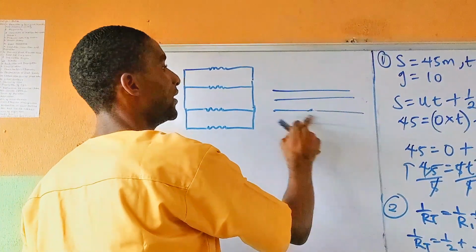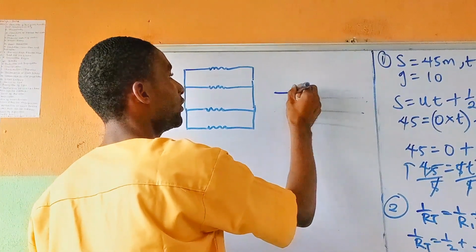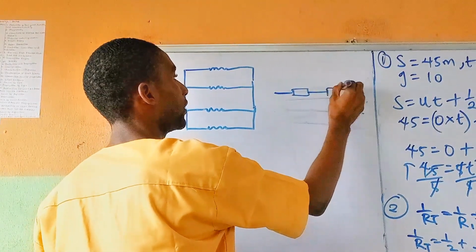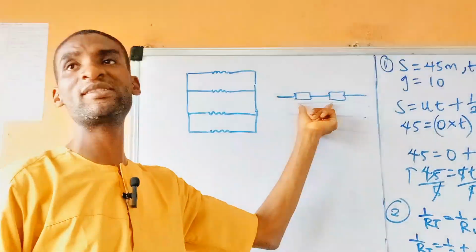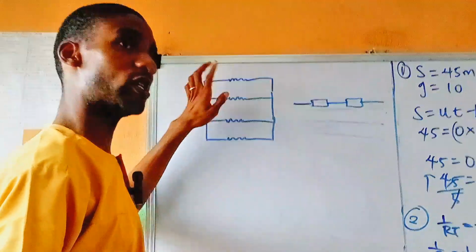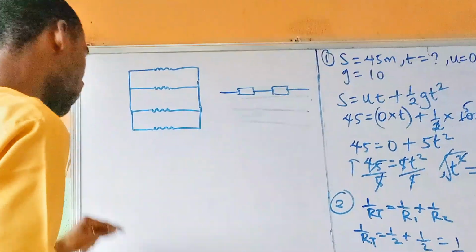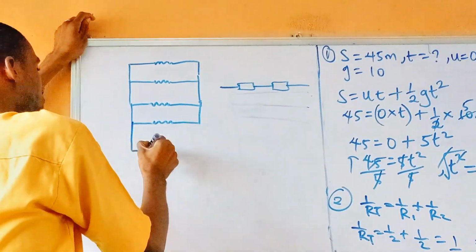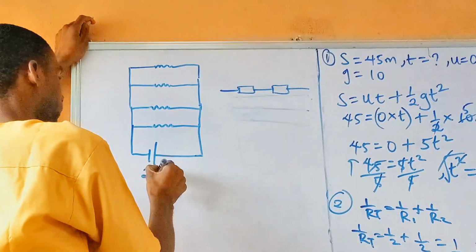But when you say series arrangement, they are all on the same line. So if it is series arrangement, you have something like this. So this is series. Now your resistors can be represented with this symbol. It can also be represented with this symbol. Alright? So let's go back to the question. 24-volt potential difference. So I'm going to have my battery. I have it somewhere here, 24 volt.